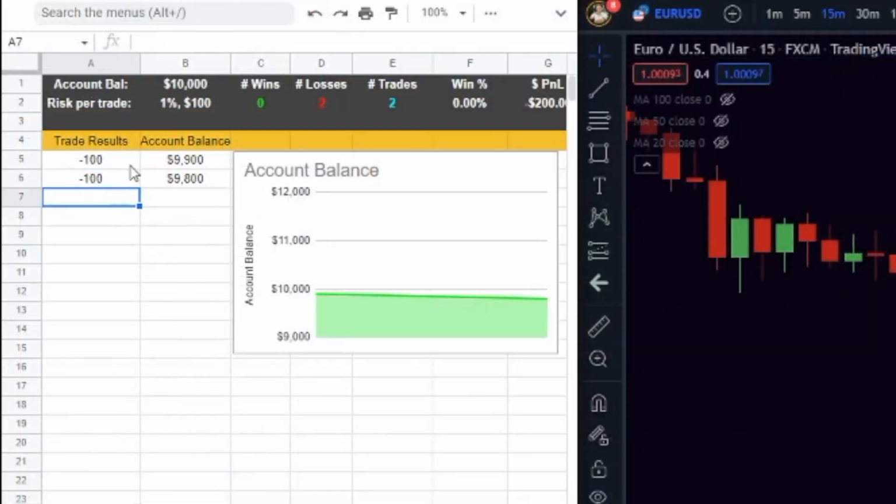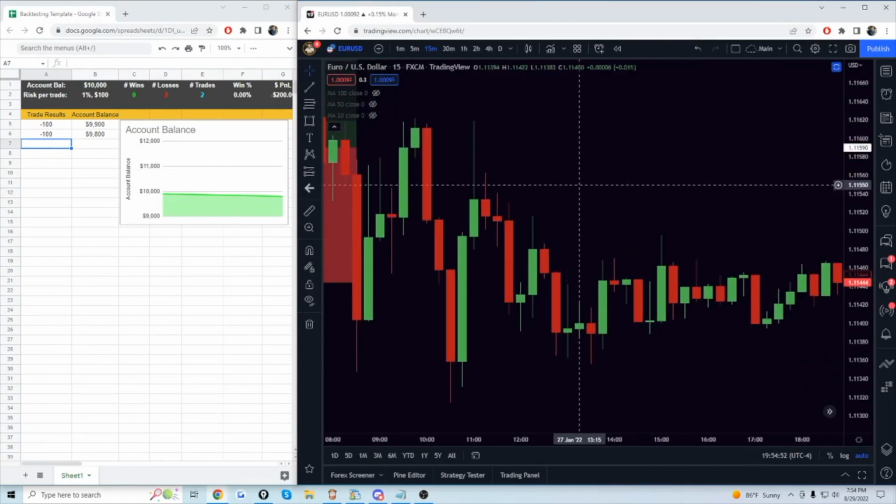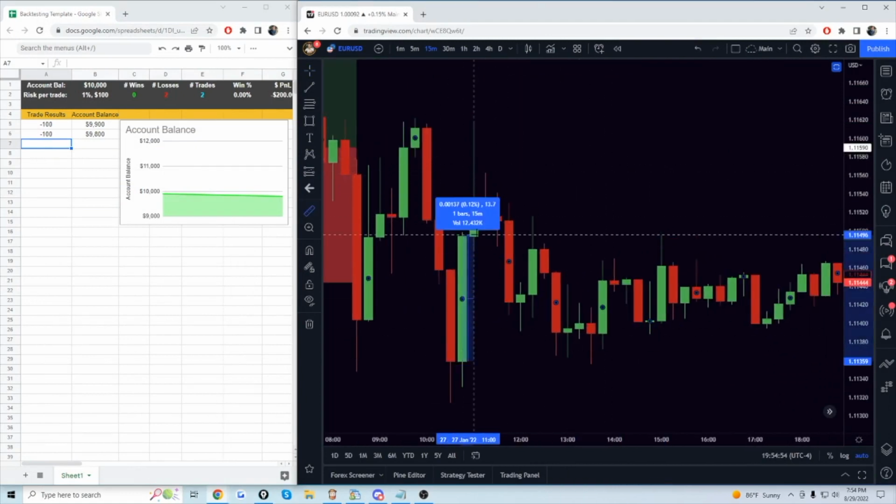So of course, starting out, if you're just looking at this, you're going to be like, wow, this doesn't look like a very good trading strategy. But this is where the law of large numbers and really testing this over many iterations is going to be important.